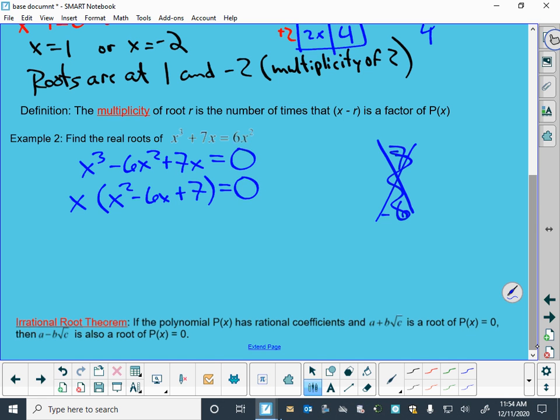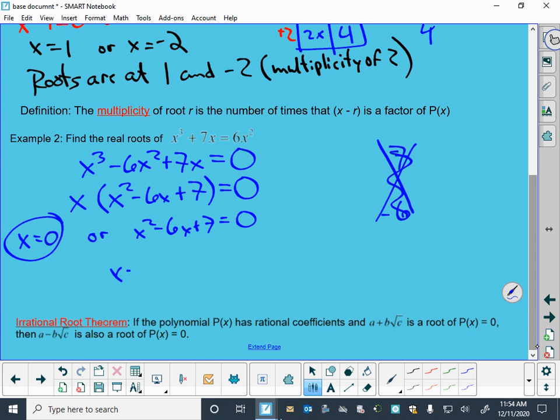Okay. And if it's not going to factor and I'm still looking for the roots, so far I know that either x is equal to 0 or x squared minus 6x plus 7 is equal to 0, and so this is one of my roots. I definitely have that root. Okay. The other ones I'm going to have to find with a quadratic formula then.